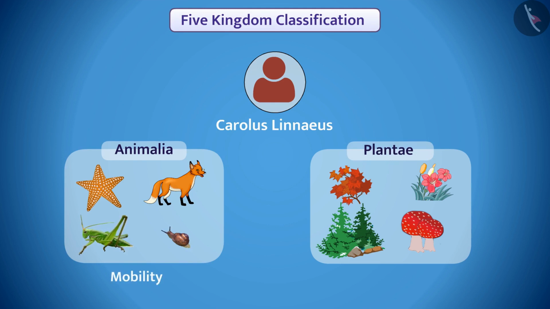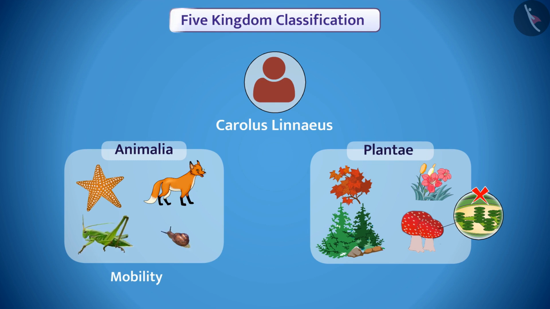Those organisms which can change their place are kept in the kingdom Animalia, and those organisms which cannot change their place are kept in the kingdom Plantae. But there was some problem with this classification. Fungi, which does not contain chlorophyll, is not a plant, yet is kept in the kingdom Plantae. To overcome these problems, various attempts were made to classify the organisms.